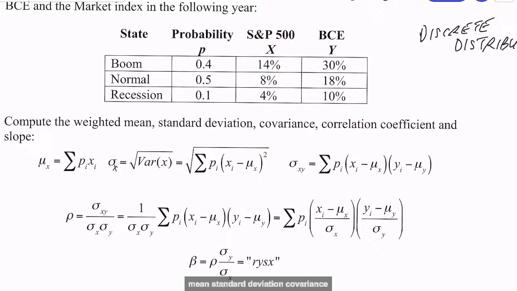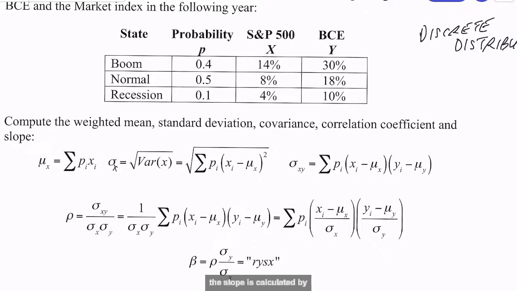Mean, standard deviation, covariance, correlation, which looks easy like this, but don't lose sight of what it is. It's the covariance standardized. These are just the other variations of the formula that you probably won't use, but I just don't want you to forget them. And that brings us to the slope.